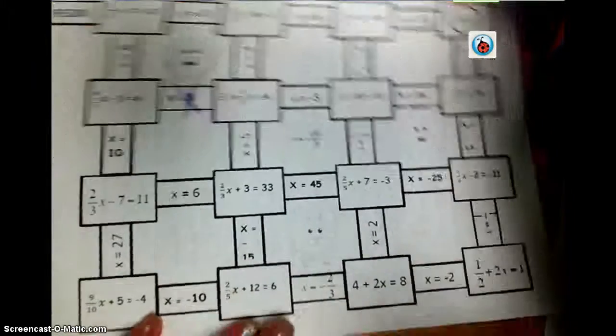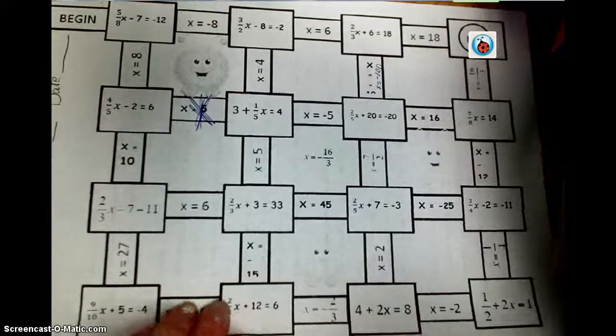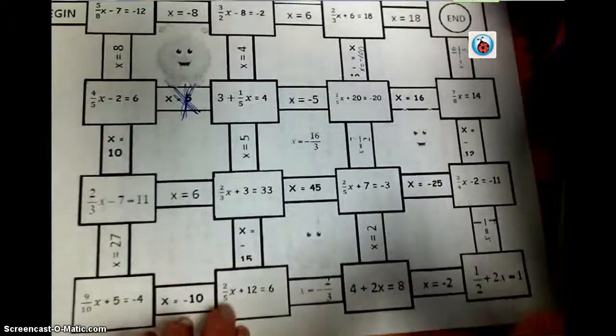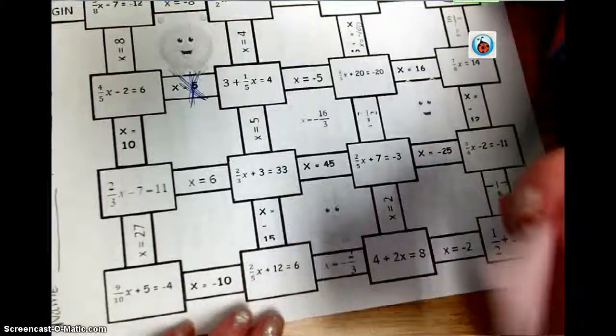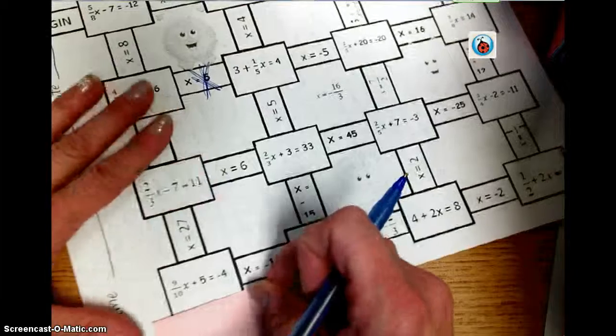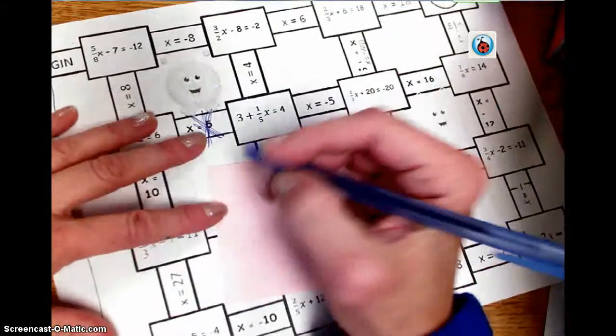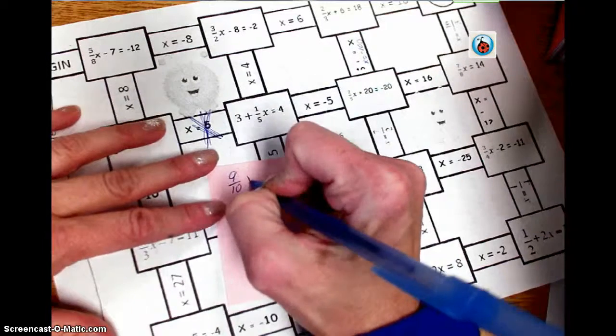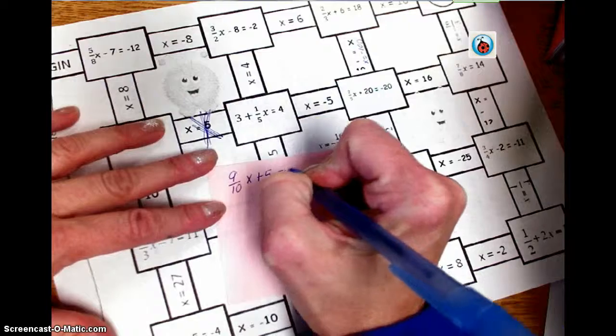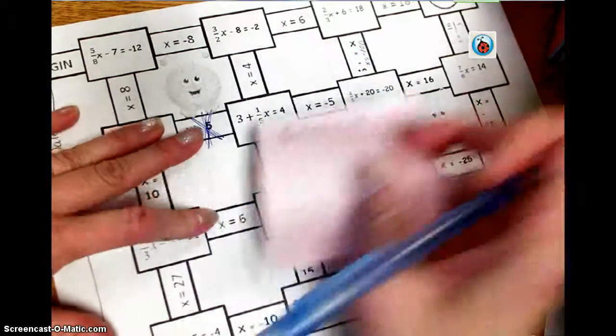I'm going to pick a problem on here. I don't know if it's one that you'll end up solving in your maze, but here we go. I'll pick this one right here at the bottom: 9/10 x plus 5 equals -4.